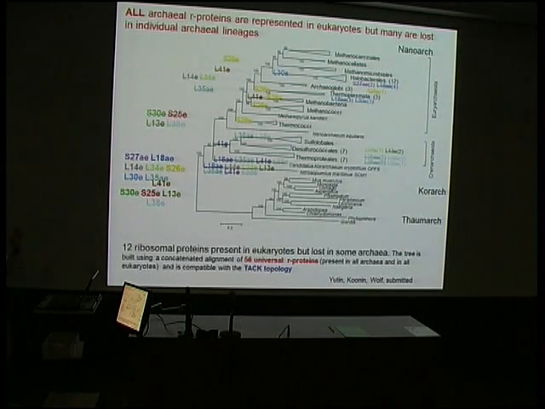But we observe something that is, I think, more interesting and potentially more important than the actual interception. This comes from a still unpublished phylogenomic analysis of ribosomal proteins that we did in the lab. And what we find here is that among the 50 or so ribosomal proteins, there are 12, a good fraction, that are present universally in eukaryotes, but lost in one or other archaeal lineage.